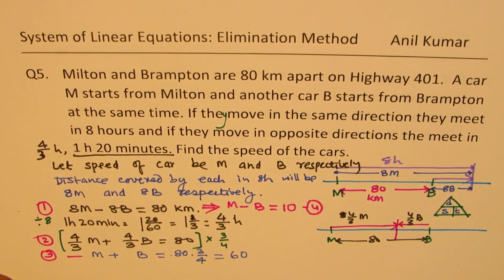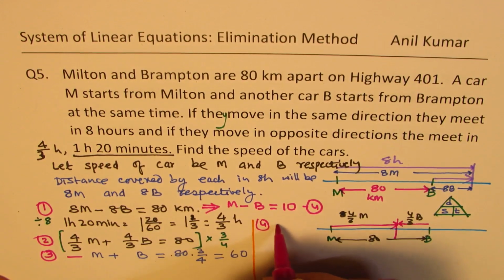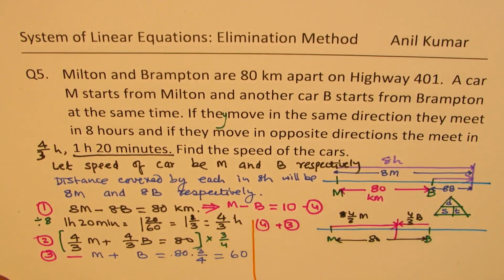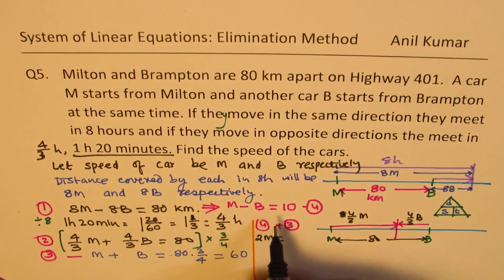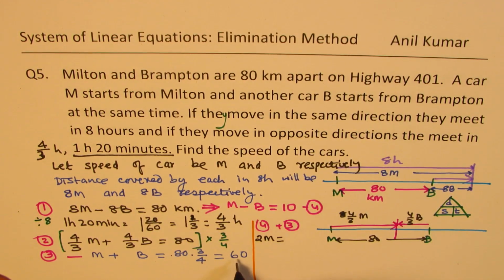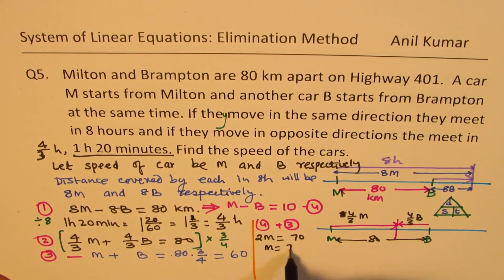So let's do it. So if I do equation 4 plus 3, so if I add these two equations, m minus b equals 10 and m plus b equals 60, if I add them, I get 2m equals 60 plus 10, right, which is 70. So m equals 70 over 2, which is 35 kilometers per hour, right?